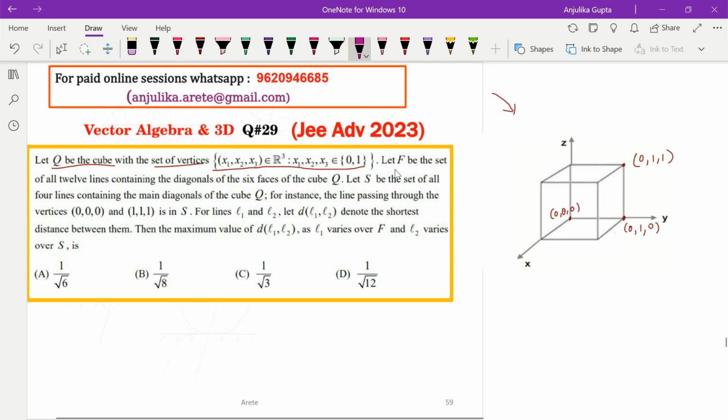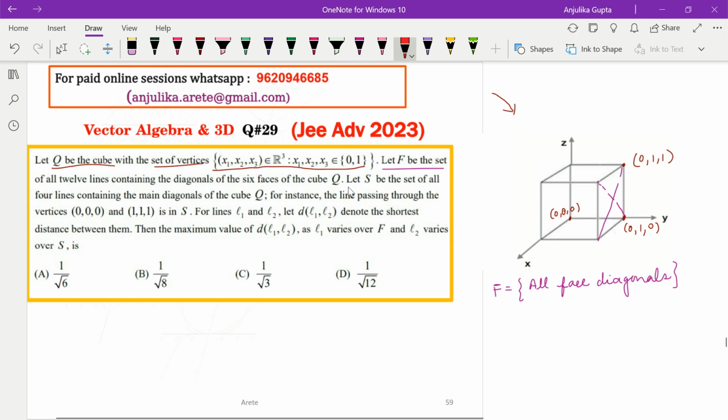Next, they are talking about F, a set of all the face diagonals, all the lines which contain the face diagonals. You can see clearly that there are six faces and each face has two diagonals. So F is the collection of all such 12 lines.